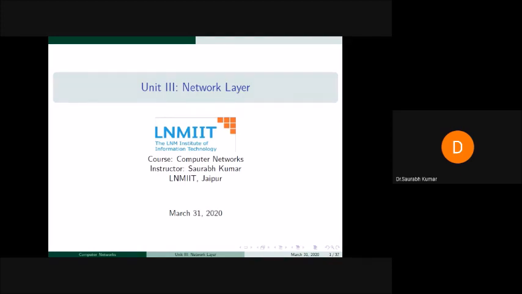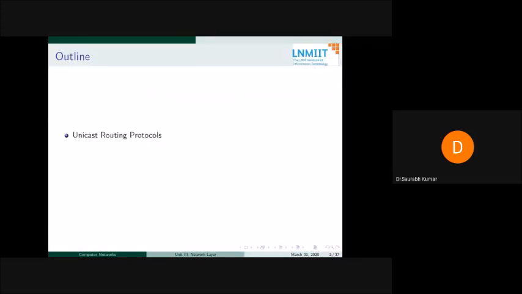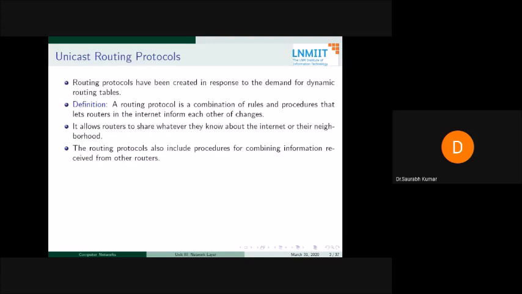However, there are certain issues that we will discuss today, because we are going to discuss a very important topic of this unit called unicast routing protocols. These unicast routing protocols can be divided into intradomain routing and interdomain routing. We are going to discuss all these things and some of the popular protocols in this unicast category. Fine.